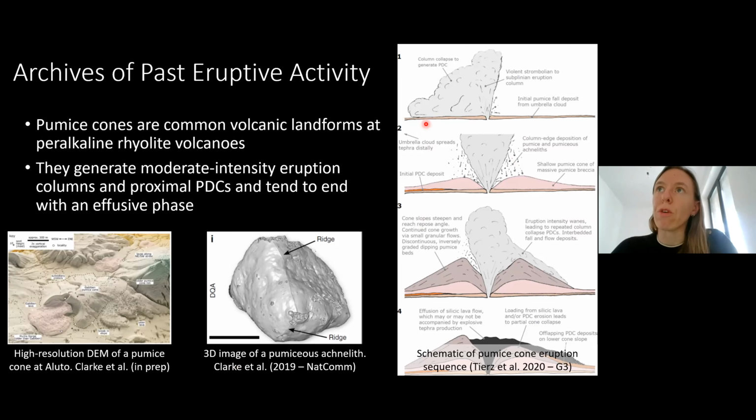And so these pumice cone eruptions are fairly unsteady. They tend to develop moderate intensity plumes that can easily collapse to form pyroclastic flows and also gradually build up a cone-shaped landform that at the end tends to be breached by a silicic lava flow or an obsidian lava flow. And so in the proximal deposits, they often preserve these very unusual particles that we call pumiceous agglutinates that are very highly inflated on the inside, but which have a smooth skin on the outside.